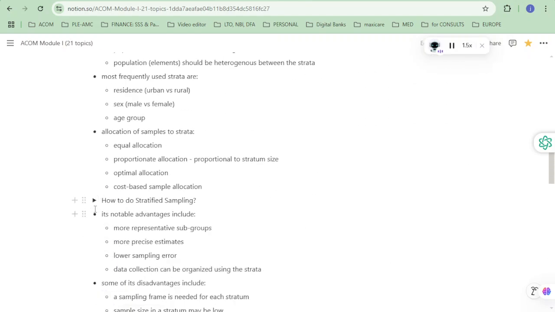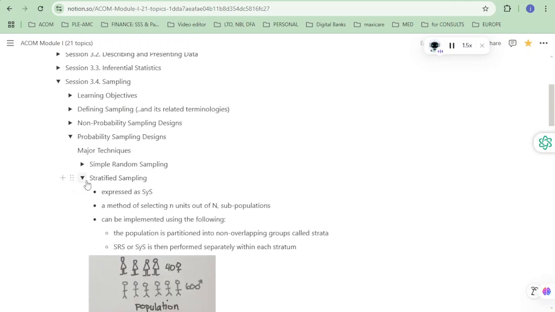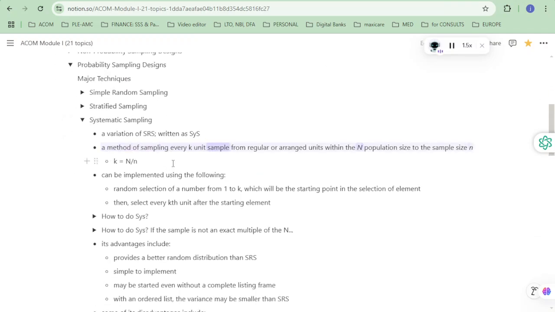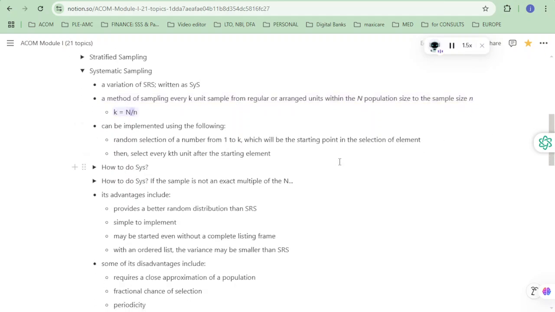Systematic sampling, a variation of SRS, written as SYS. A method of sampling every kth unit from regular or arranged units within the N population size to the sample size n, where k equals N/n. Can be implemented using the following: random selection of a number from 1 to k, which will be the starting point in the selection of element. Then, select every kth unit after the starting element.